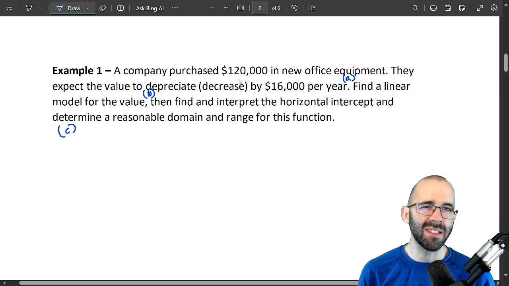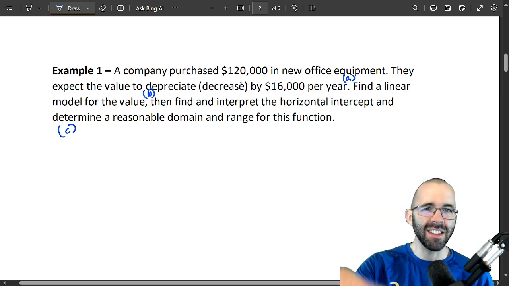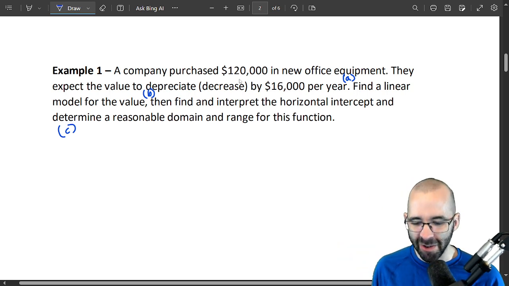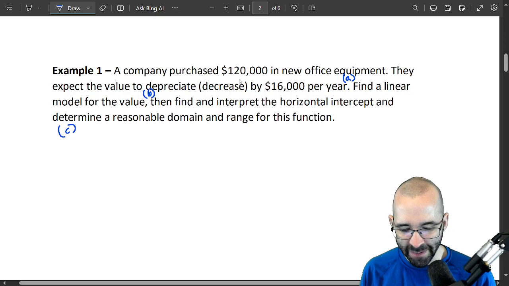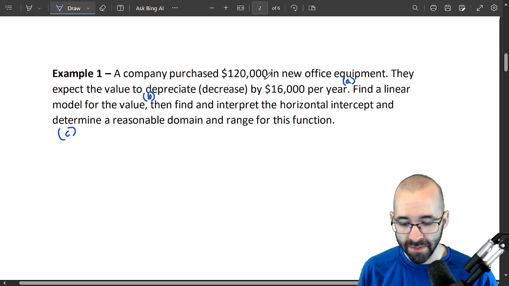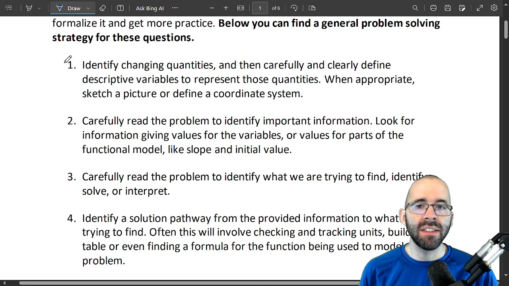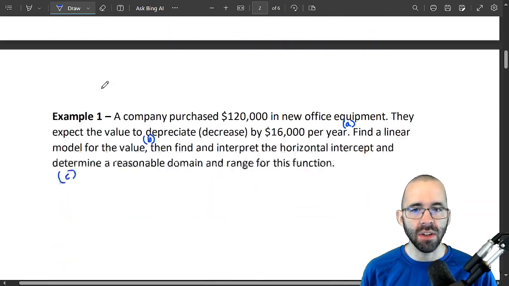The book likes to do this a lot. They tell you to do 50 things in one line, and I usually split them up into different ones, but I didn't split it up in this one. Let's go through the problem solving strategy. We're going to start with number 1, identify changing variables and define those variables and maybe sketch a picture.